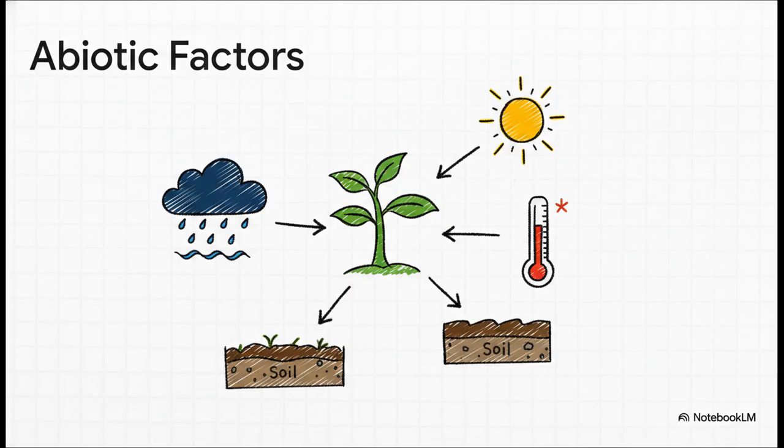Every single organism is in this constant dance with its environment. It has to deal with all these non-living or abiotic factors. We're talking about stuff like temperature, how much water is available, sunlight, the kind of soil. These are the basic challenges life has to figure out how to overcome just to survive.